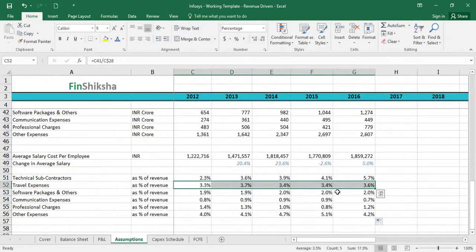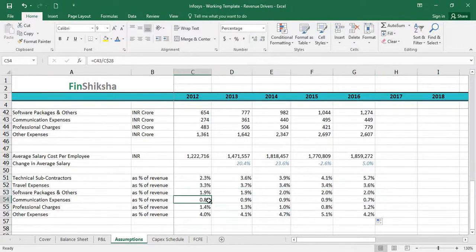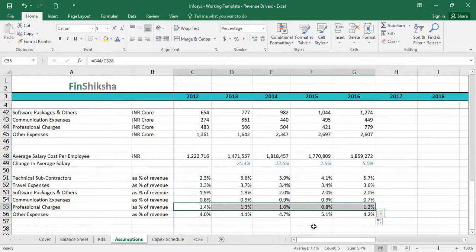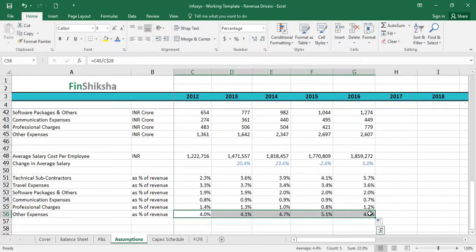So it's not significantly different from 3.5%. If you look at the third one, which is software packages, that's about 2% of revenue. If you look at communication expenses, that's about 0.8, 0.9% of revenue. Professional charges are about 1.1, 1.2% of revenue. And other expenses went up for 2 years in between, but has again come back down to 4.2. So the average is about 4.5%.